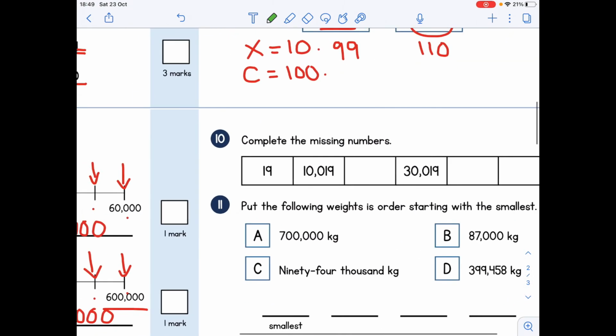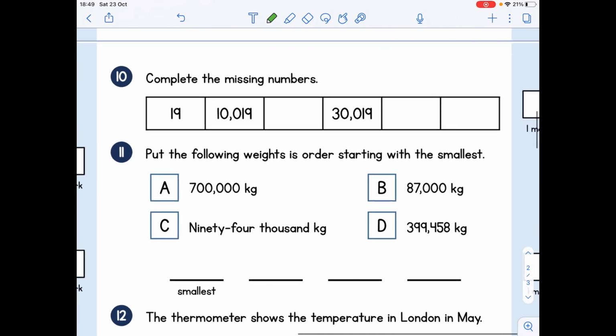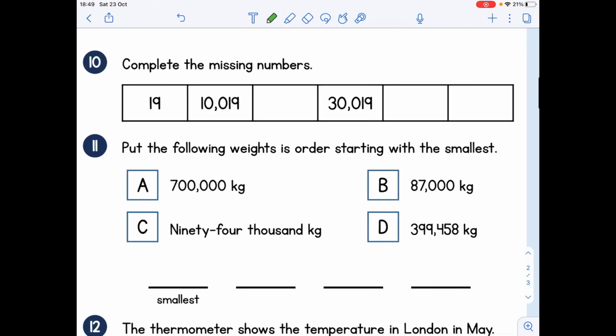Right, number 10. Fill in the missing numbers. So you've got 19, then 10,019, and then, so there's a gap here, and it jumps to 30,019.